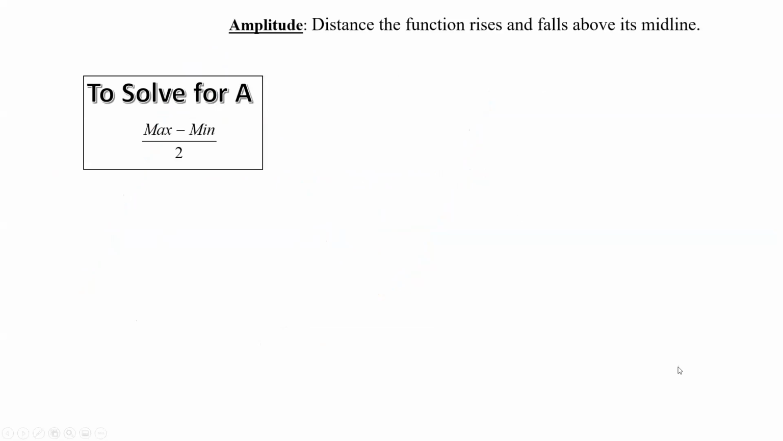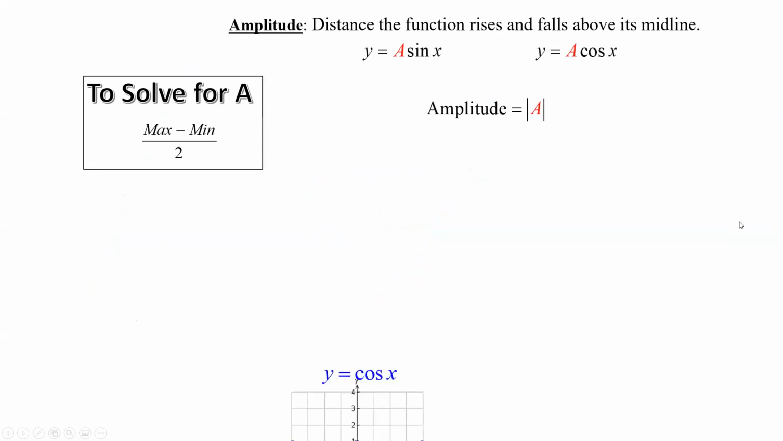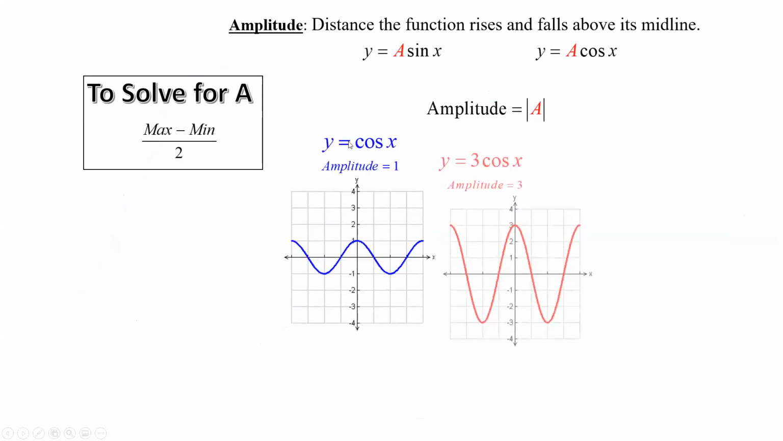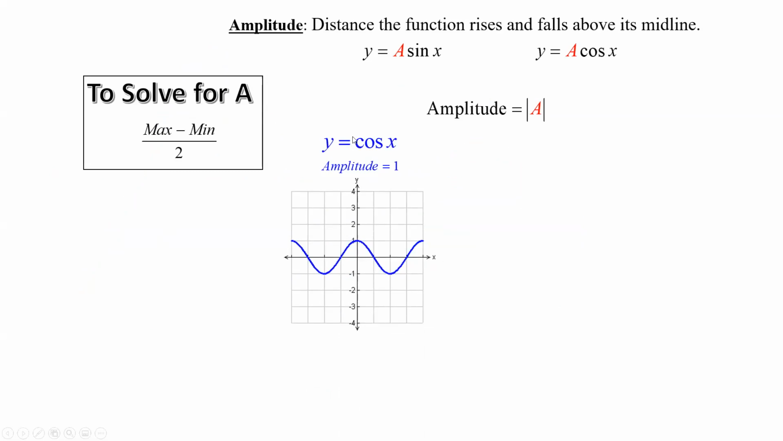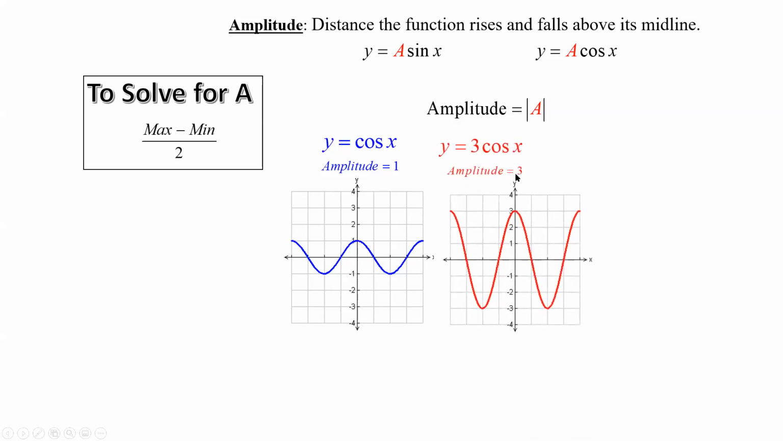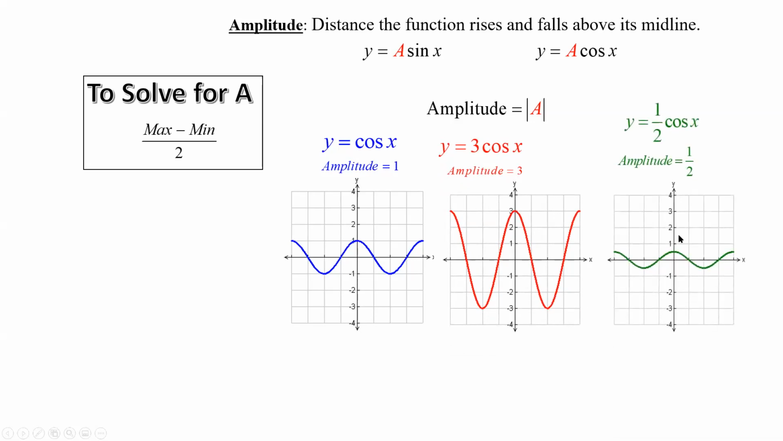So amplitude is the distance the function rises and falls above its midline. How do we figure out what an amplitude is for which graph? You just look at the coefficient in front. So for this first graph right here, cosine graph, our amplitude is 1, so you can see your high point is positive 1, your low point is negative 1. Here, this cosine, the amplitude is 3, my high point is positive 3, my low point is negative 3. 1/2, positive 1/2 is my high point, negative 1/2 is my low point. So you get your amplitude from the coefficient in front of it. If you're dealing with a word problem and you want to find your amplitude, it's the difference between your max and your min divided by 2.